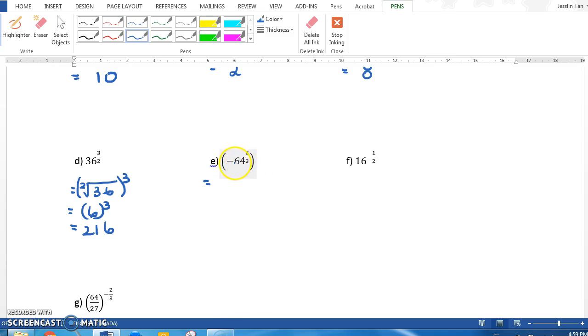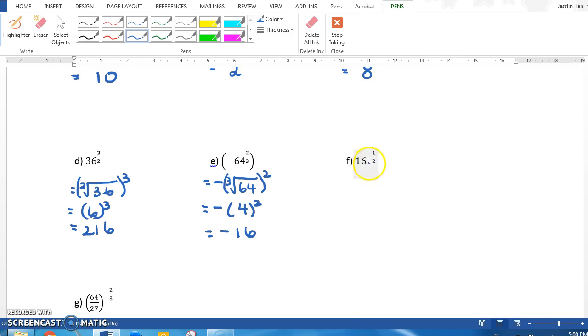All right, so the next example, we want to be a little bit careful. If you notice, it is the negative 64 to the exponent of 2/3. What you have to keep in mind is this negative is actually outside of the brackets. So when I do this, I'm going to have the negative out in front, and then I'm going to take the 3rd root of 64, and then I'm going to square that 3rd root. So what I end up with is negative 4 squared, which then leaves me with negative 16. So hopefully, so far so good.